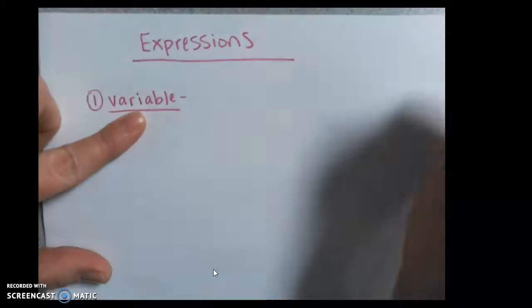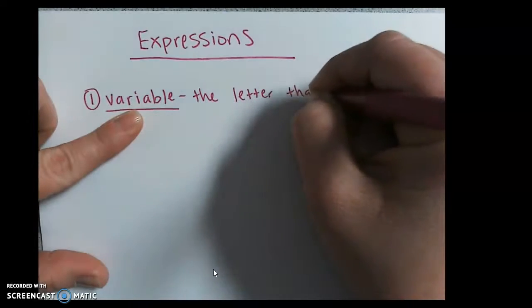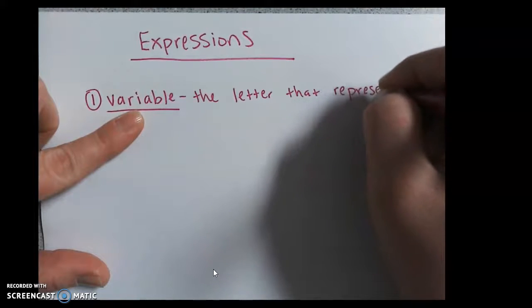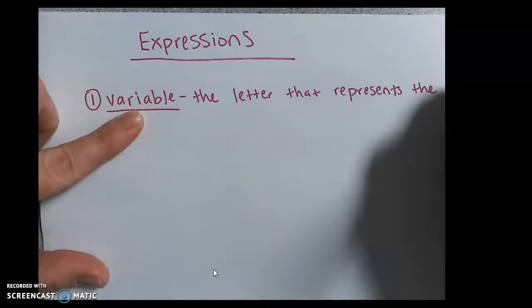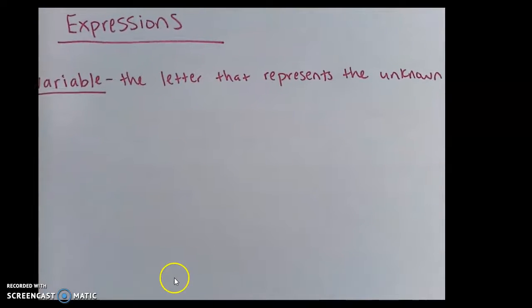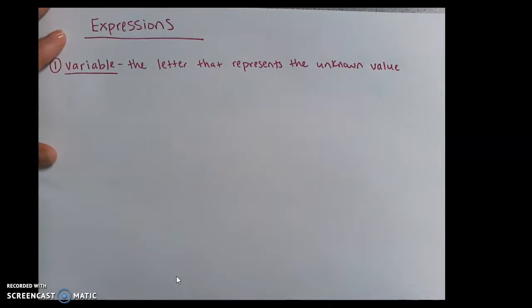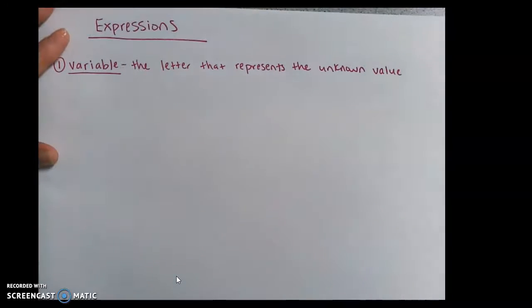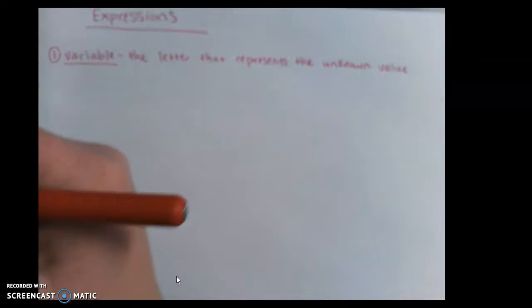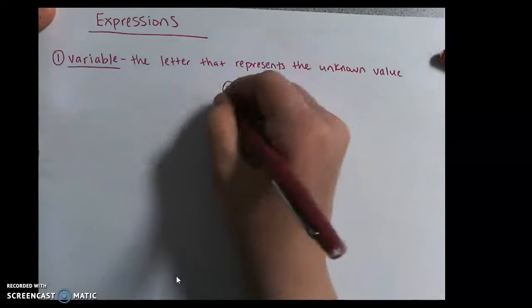Okay, so for a variable, I'm going to put the letter that represents the unknown value. All right, and that's kind of hard to see, so hold on a second. Okay, there you go. So the variable is a letter that represents the unknown value. So if you have this equation, x plus 2 equals 7, what's the variable? This is your variable.